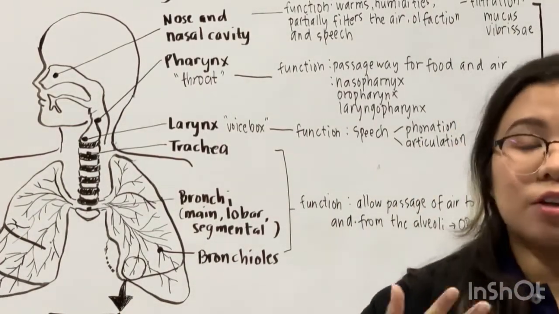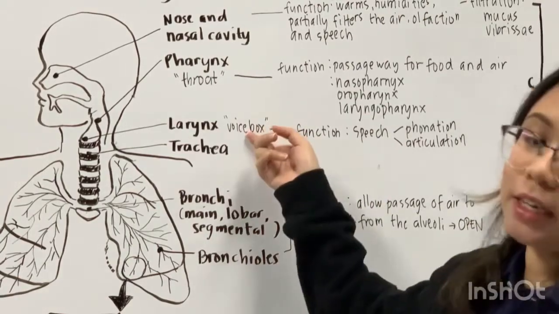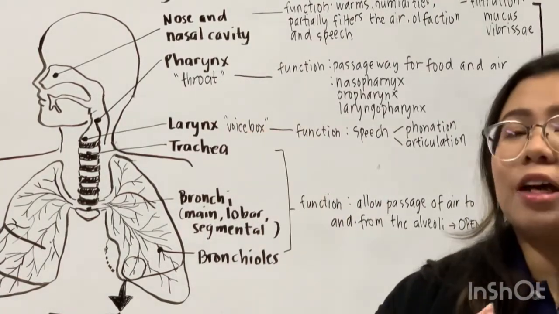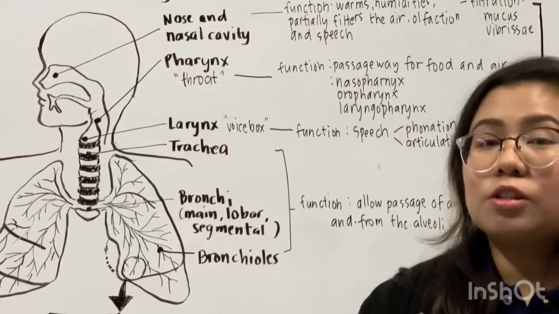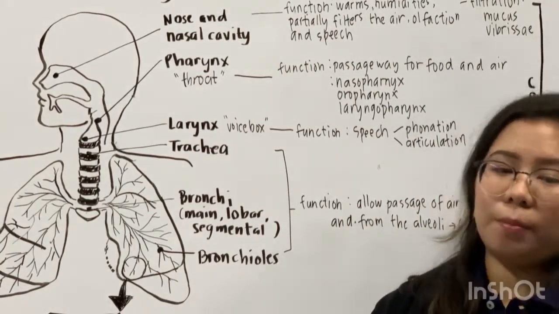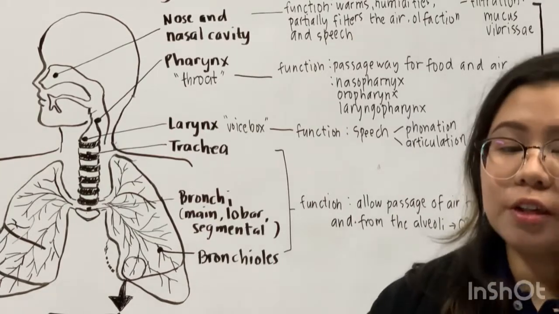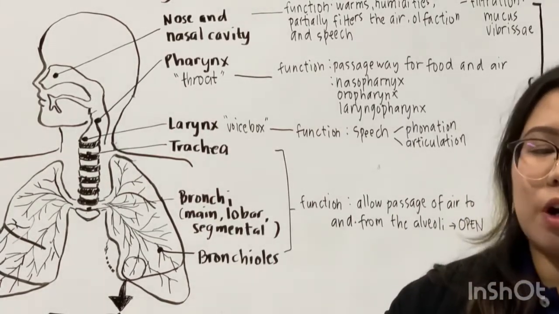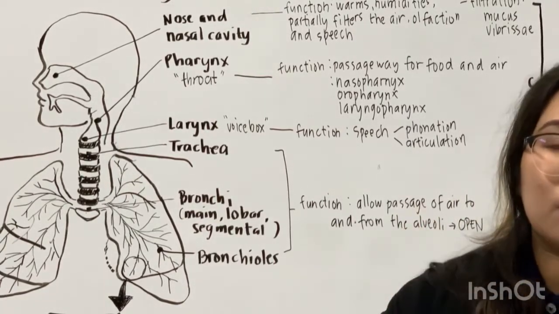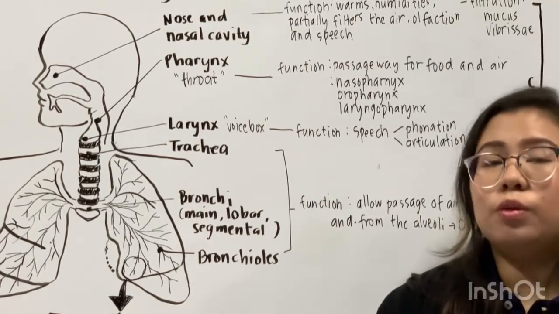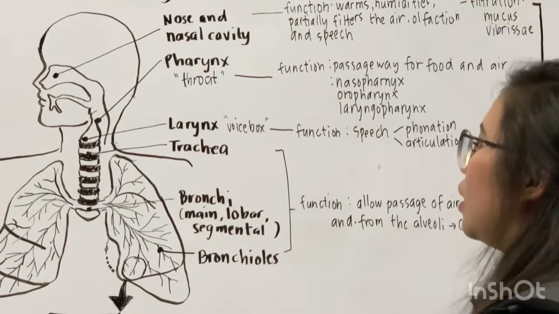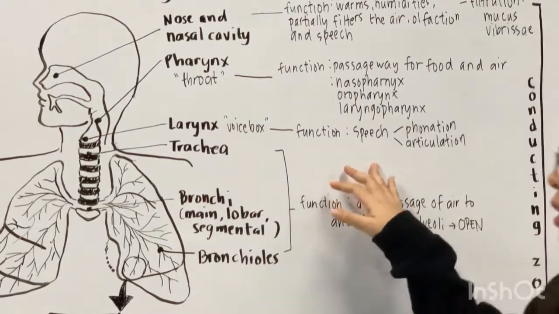You have 9 cartilages of your larynx. First, you have your thyroid cartilage, which is also known as your Adam's apple. You also have your cricoid, your epiglottis, 2 arytenoid cartilages, 2 corniculate, and 2 cuneiform cartilages. That is all for your larynx.